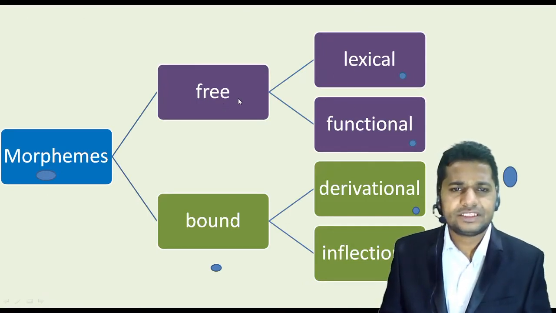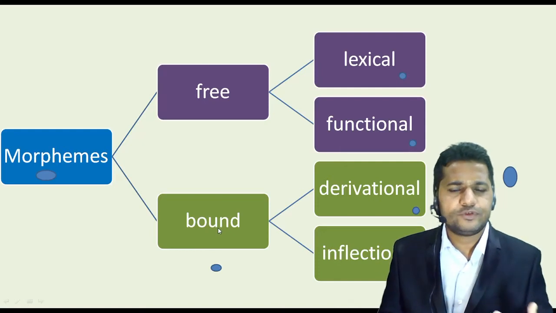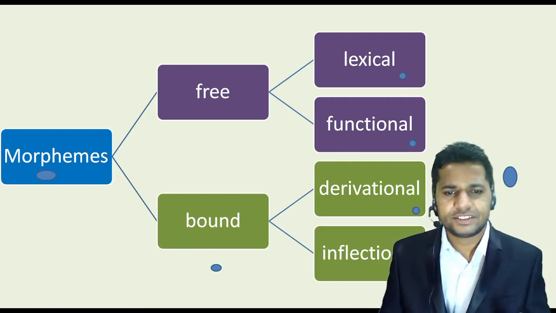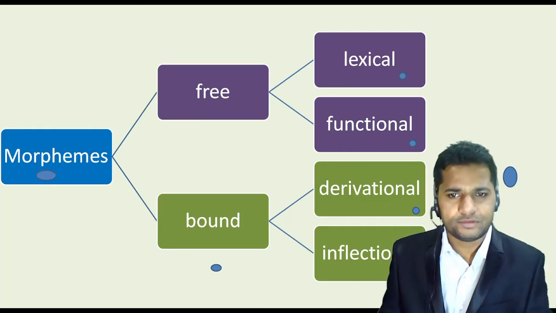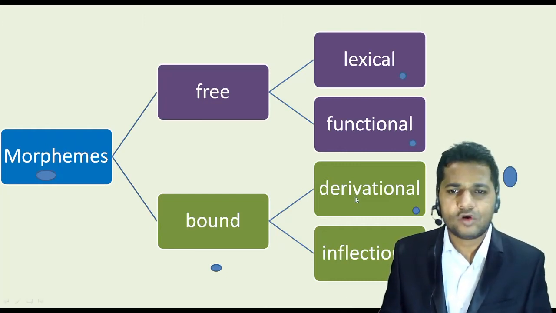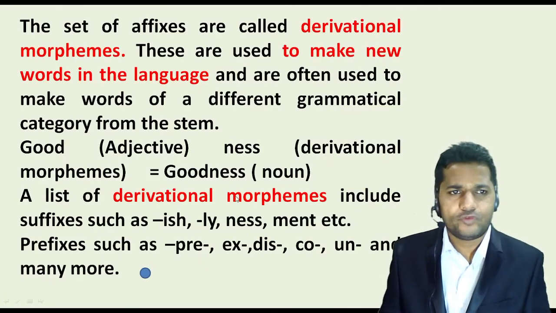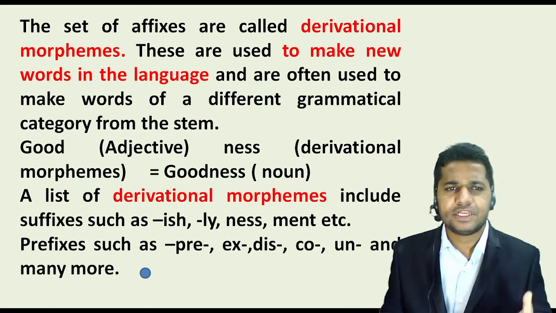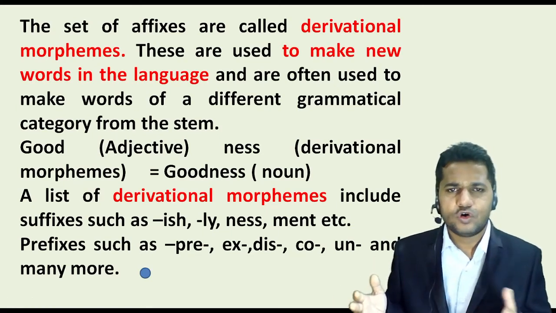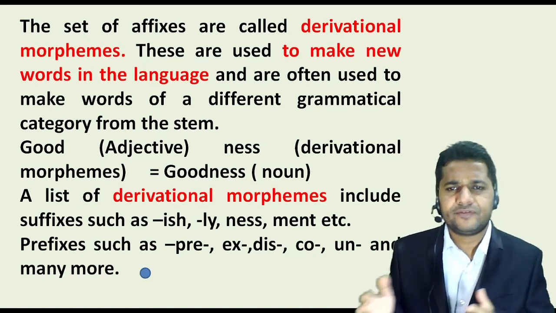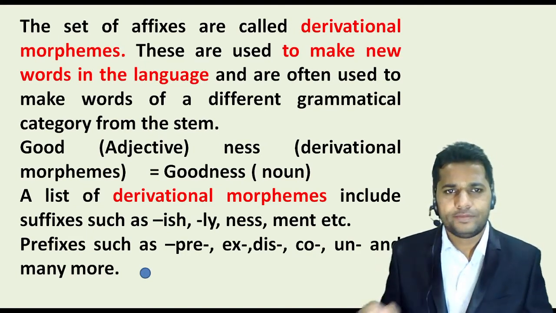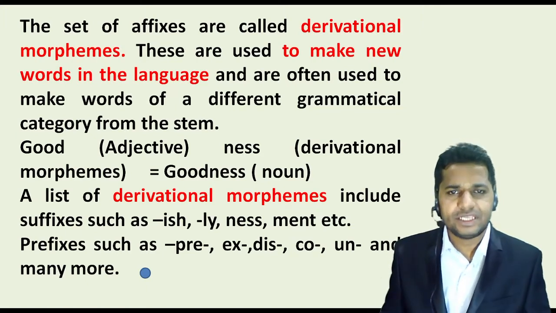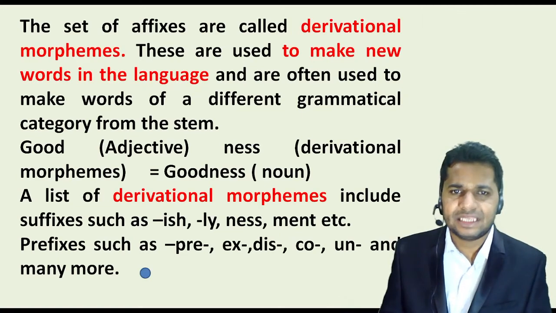If you see bound morphemes, actually affixation, prefixes and suffixes, they fall under bound morphemes. The first one we will discuss is derivational morphemes. What are derivational morphemes? The set of affixes are called derivational morphemes. Affixes means prefixes and suffixes. So almost all the prefixes and suffixes fall under bound morpheme. Why do we call them bound morpheme? We'll discuss that. I've got a few exercises also in this video to make things clear to you.